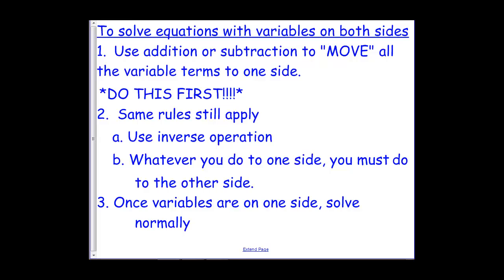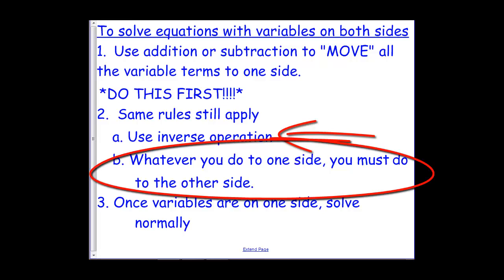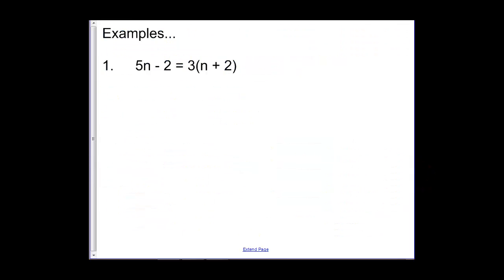I'm going to use inverse operations, and I'm going to do that first. First things first, I got to get all the variables on one side of the equation. That's top priority. Use an inverse operation, then remember whatever you do to one side, we must do to the other. You'll do a little combining like terms, and you should be good to go. So let me give you a few examples to kind of spark that memory.